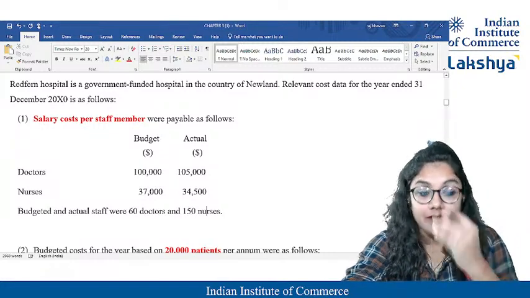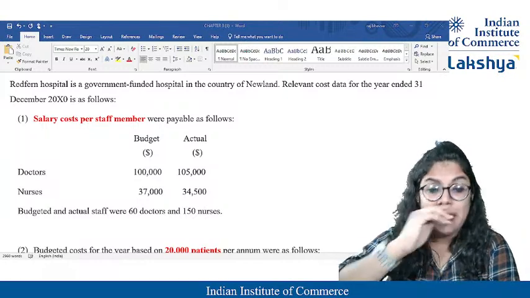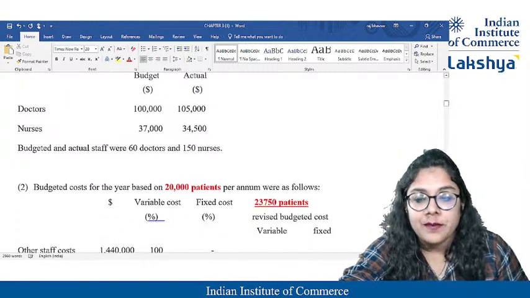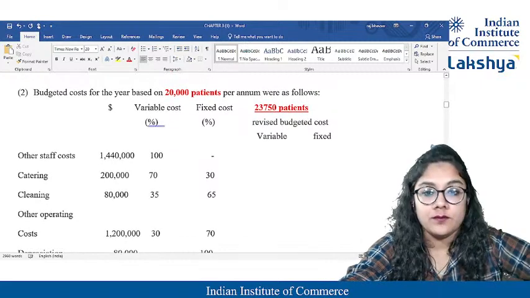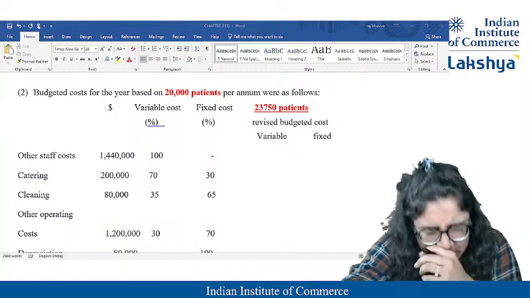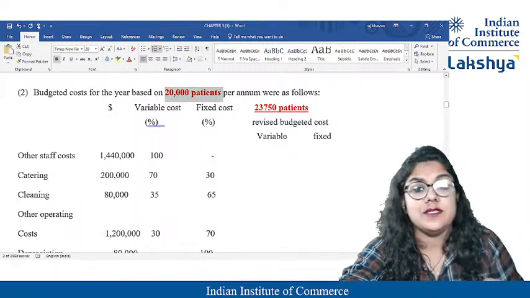We are at a quick revisionary series. I'm not solving the questions for you guys, okay? For that, we have to do it in the normal classes. So, students, over here, the budgeted cost for 20,000 patients is given.